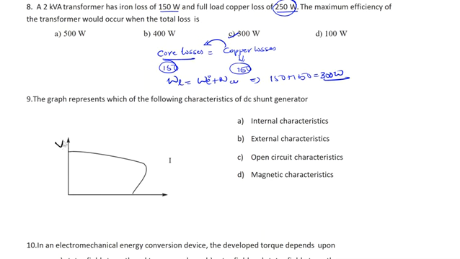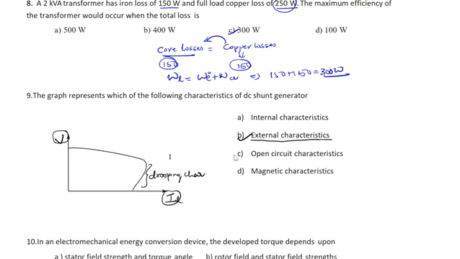So in this question the voltage is here, right? The graph represents which of the following characteristics of a DC generator. Okay, so there is some typing mistake here, voltage and current. Now the answer for this question is external characteristics. The external characteristics are drawn between the terminal voltage and the load current, IL we can say, and it will have drooping characteristics. So drooping characteristics are available only in external characteristics. So the answer is B here.